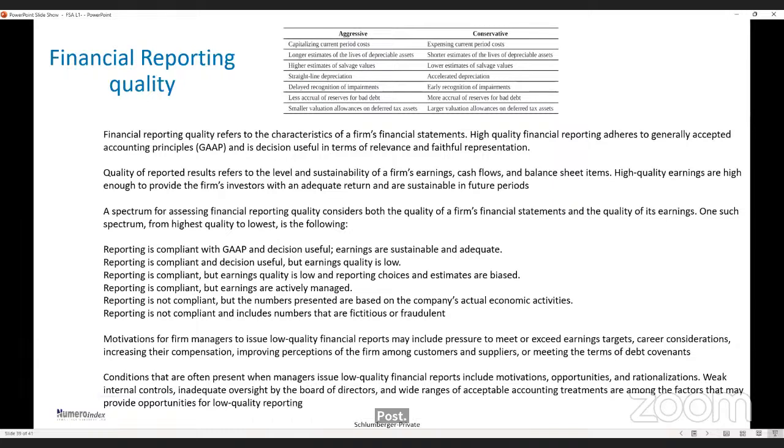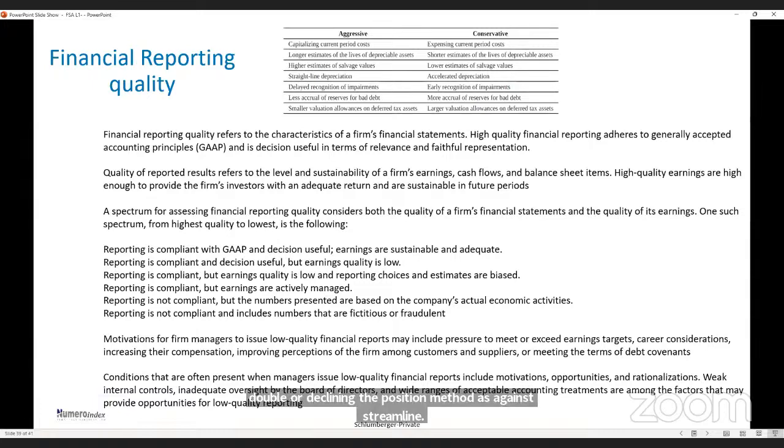Another example of aggressive is that you are giving a longer estimate to the lives of depreciable assets. What does that mean? It means that assets that are supposed to be for 5 years, you are saying that they are going to be for 10 years. It means that your depreciation expense is going to be lower. If it's lower, your profitability is going to be higher. So it's an aggressive accounting. But conservative means that you are giving it a shorter estimate, maybe 4 years, like a double declining depreciation method, as against straight line.